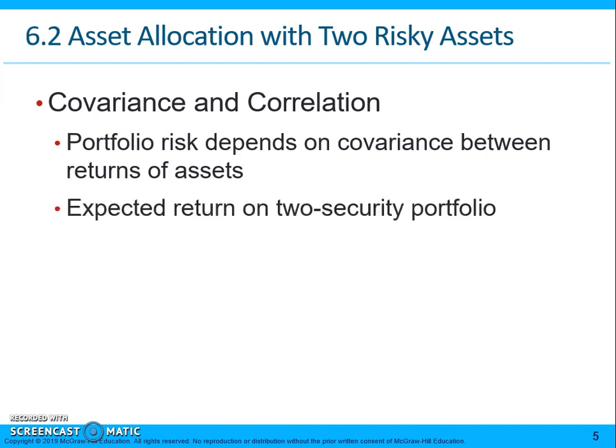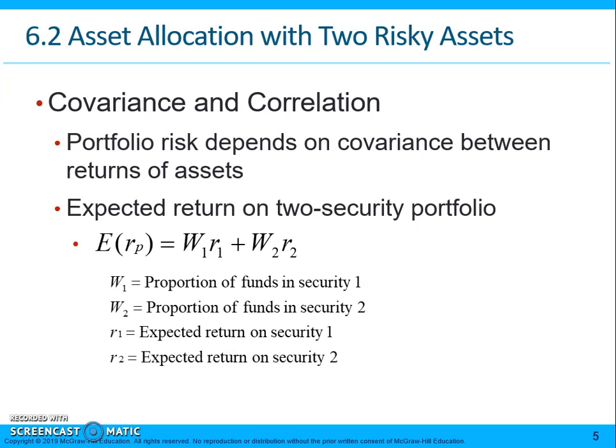The expected return on a two-security portfolio is simply the weight in the first asset multiplied by the expected return in the first asset, plus the weight in the second asset multiplied by the expected return in the second asset. The explanations are down below here.